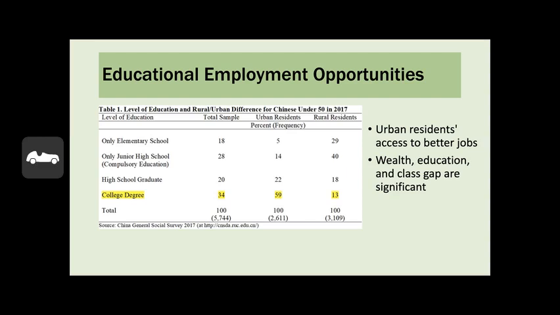As well, this gap is exacerbated by the fact that significantly more people in rural areas only have a compulsory education, with rates being 40% in rural areas and only 14% in urban areas. The significant lack of education in rural populations contributes significantly to the demographic of migrant workers and blue-collar workers such as factory workers or small shop owners.